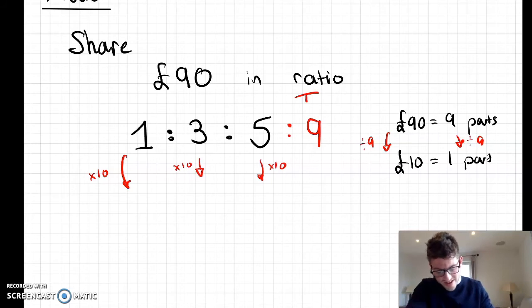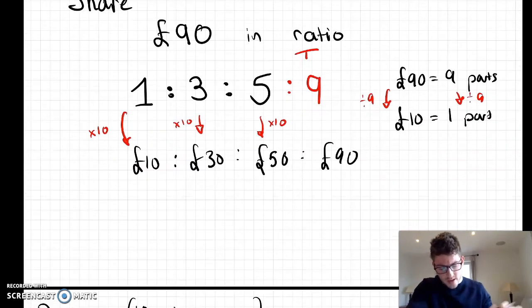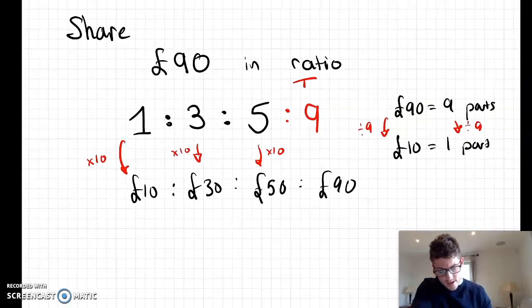So 1 times 10 is £10. Oh, you have to laugh sometimes. £30 and £50 here, and there we are, and they all add up to 90. So great. 1 to 3 to 5 is £10 to £30 to £50. Excellent. Okay.